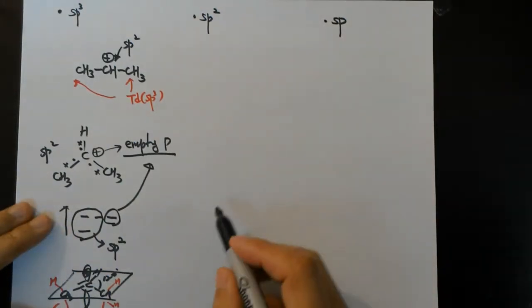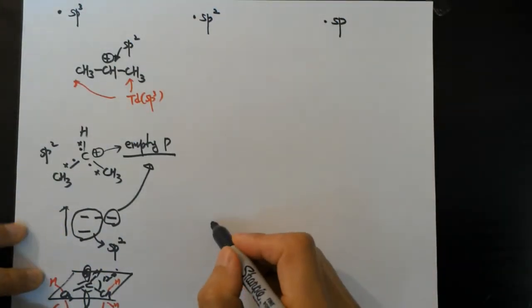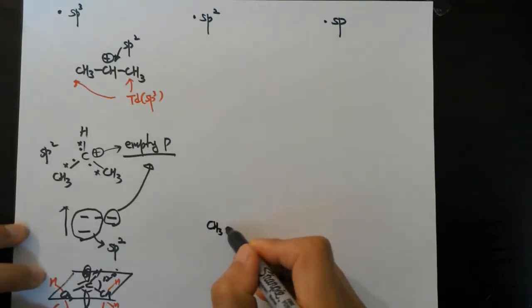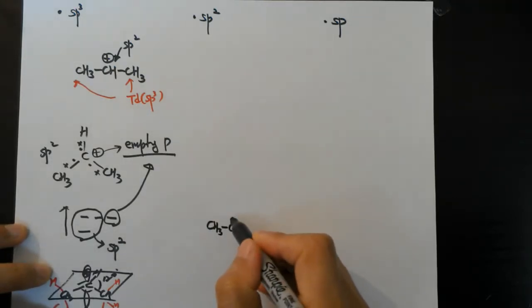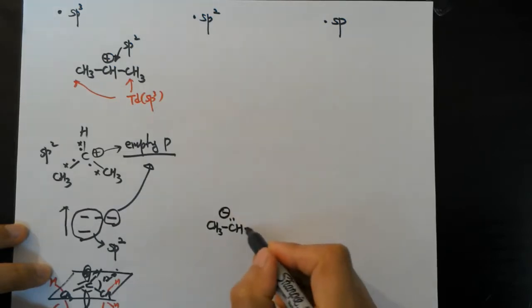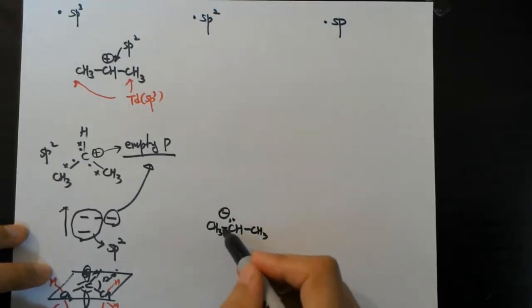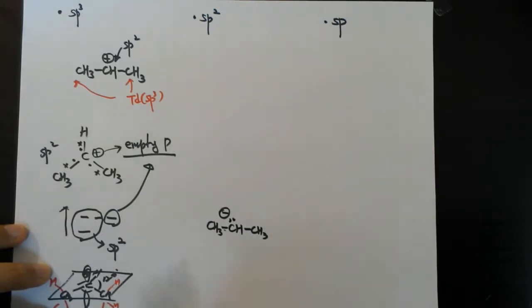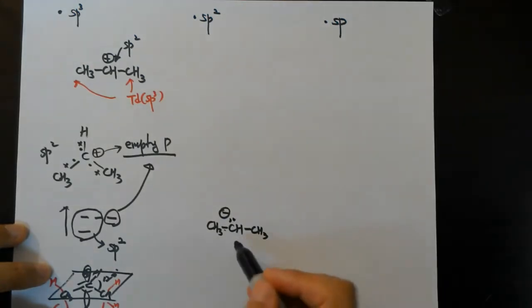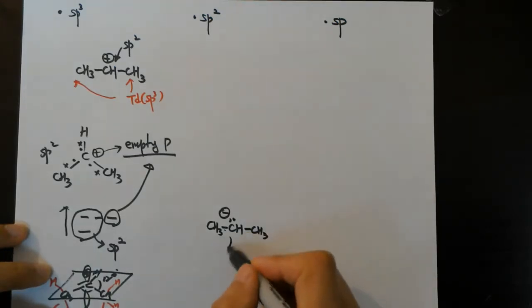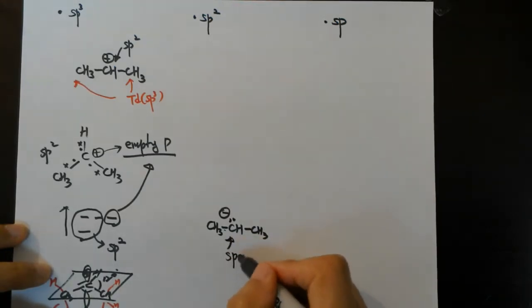What if you have CH3 that's negative? Then obviously you need 3 pairs in the sigma, 1 pair in the lone pair electron orbital. So it needs 4 mixed orbitals. Therefore, it is sp3.